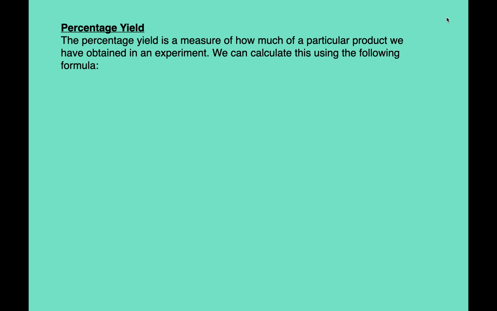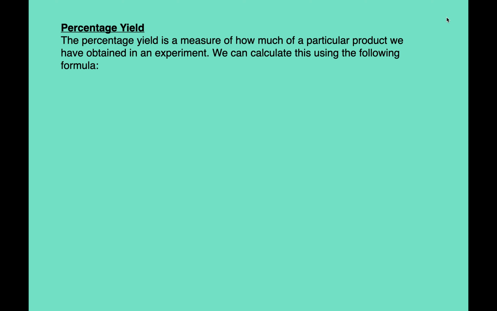Okay, percentage yield. The percentage yield is very important in chemistry because often you're trying to make a particular product and you want to know how much of that product you've made. And the only way you can do that is you can work out how much you should have made, so the theoretical amount that you should have made using formulae and equations, and then find out how much you did make. And obviously, if you're in industry, you want a high percentage yield.